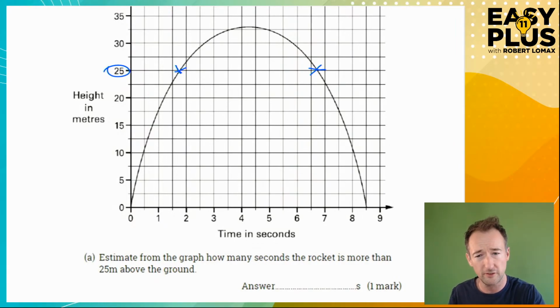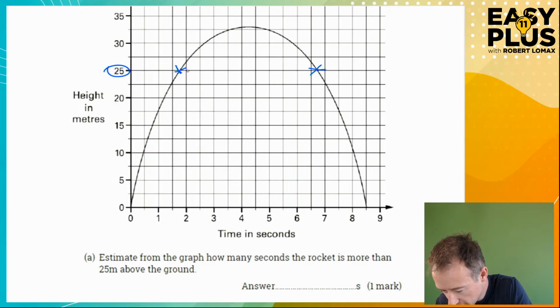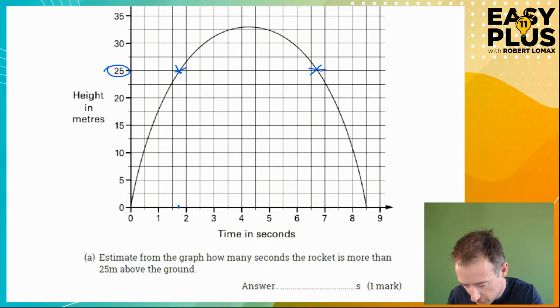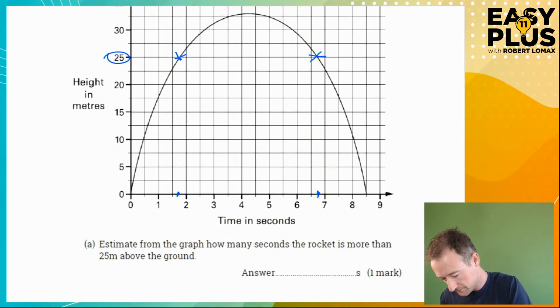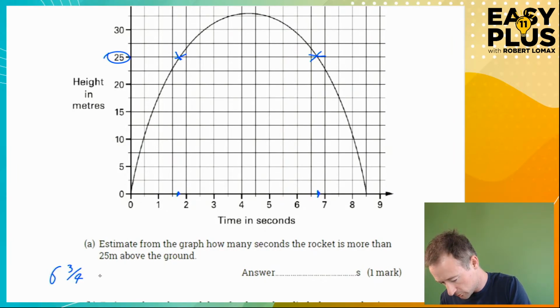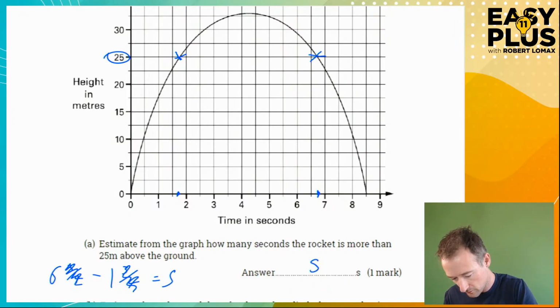So let's see where those lie on the time axis. Well, you can see that this here is pretty much halfway between these two lines, and we're estimating, so that's close enough. So that's about there. And this here is pretty much halfway between these two lines. We're estimating, so that's good enough. So we come down, so we are about here. So we've got the difference between 6 3/4 and 1 3/4, basically. So we've got 6 3/4 minus 1 3/4. Well, we can ignore the 3/4, it's 6 minus 1 equals 5. So 5 seconds. I'm going to make more of a 5 and less of an S because we don't want it to be S.